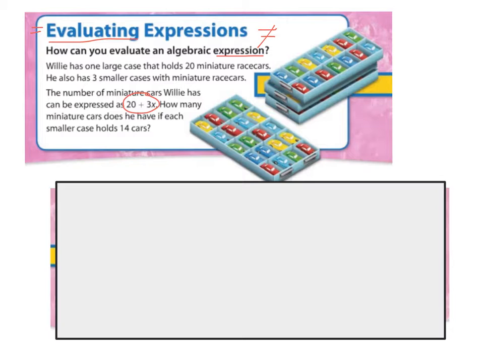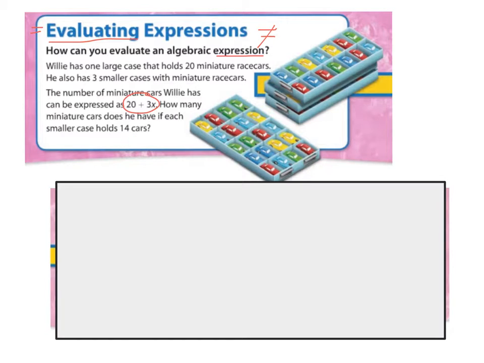Let's continue reading. Willie has one large case that holds 20 miniature race cars. That's right here. He also has 3 smaller cases with miniature race cars. The number of miniature cars Willie has can be expressed as 20 plus 3x. How did they get that? Well, the large one holds 20, plus 1, 2, 3 smaller cases, 3, and then x. We don't know how many the smaller cases hold, so that's what the problem is going to tell us. How many miniature cars does he have if each smaller case holds 14 cars?